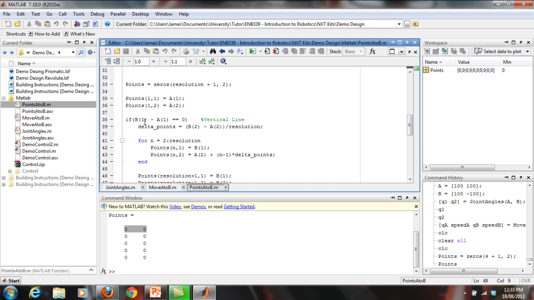So to go through it, first I'm basically going, okay, if we have a vertical line, so if our x coordinates are in line with each other, we've got some form of vertical line. So I'm saying delta points. Basically, this is working out, based on the resolution, how far do we need to increment each time? So we go y2 minus y1, or our second y minus our first y, divided by the resolution. So that's going to tell us how much we need to move up each time.